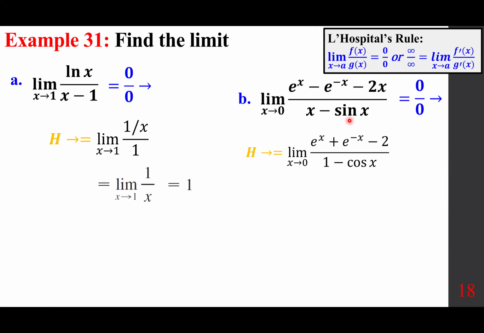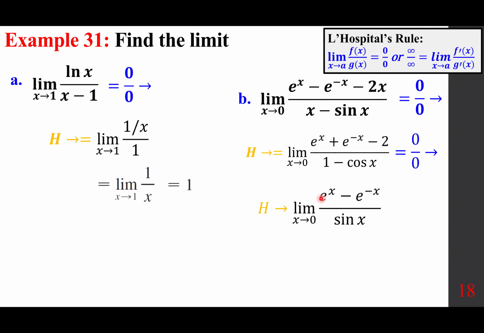Now, if I plug in 0, e to the power of 0 and e to the power of 0, this is 2 minus 2, 0. 1 minus cosine of 0 is 1. So 1 minus 1 is 0. Again, I'm going to use L'Hopital's rule. So this is itself, minus e to the power minus x. This goes away, minus cosine becomes positive sine.